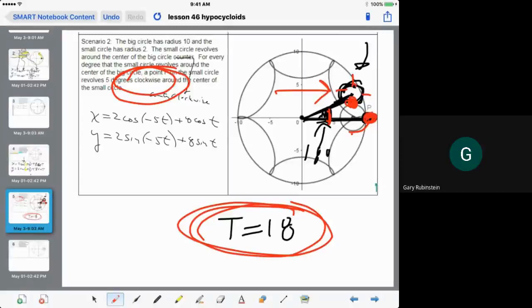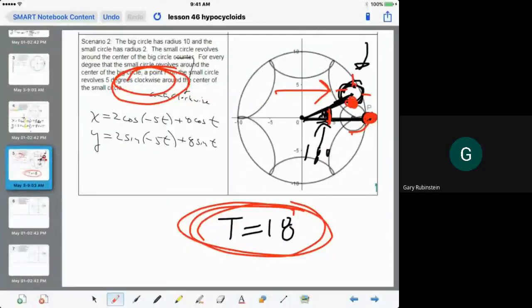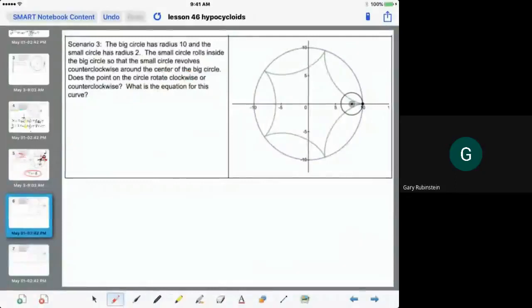This is going to be really important. Jonah asked what's the difference between floating and rolling. Well, the big difference is going to come up as we examine the third question for today. Scenario number 3.